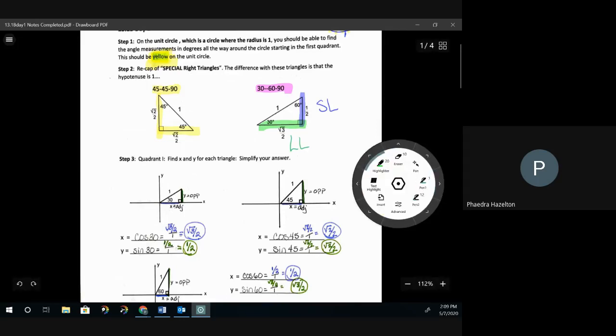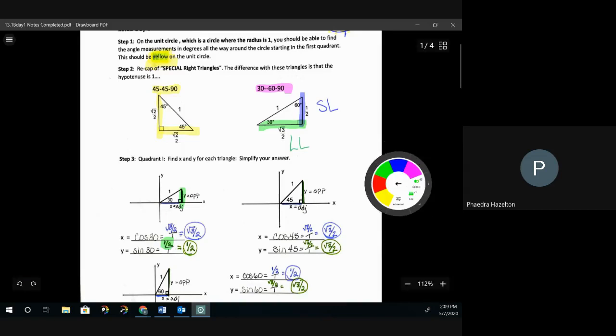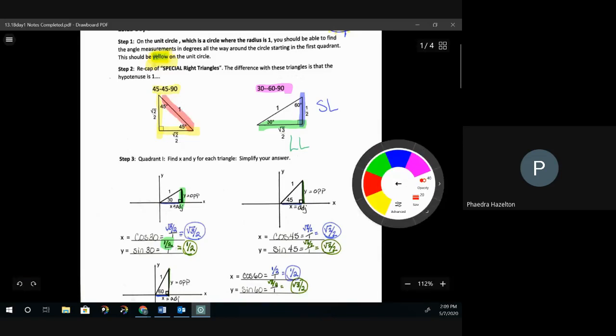If I look right here, the y value is going to be your opposite. And remember, y is the opposite, so that's sine over your hypotenuse. The thing that's different about these special right triangles is that all of your hypotenuses are 1. This is going to make our life really easy. So this hypotenuse is 1, that hypotenuse is 1, and that makes it a lot easier to go through and figure out.